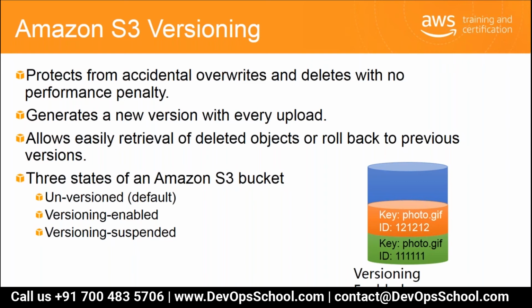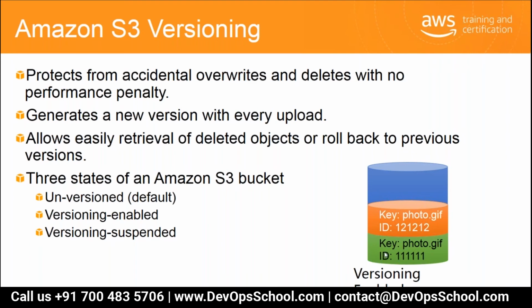And then there is a concept of versioning in S3. If you enable versioning, it protects from accidental overwrites and deletes with no performance penalty. So basically you can provide versioning on your objects, which means that you can store multiple versions of the same object within the same bucket without any performance penalty. So the idea is, if you look at this image here for an example illustration, I have drawn a photo.gif with an ID of 121212.